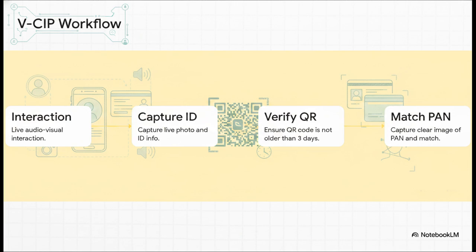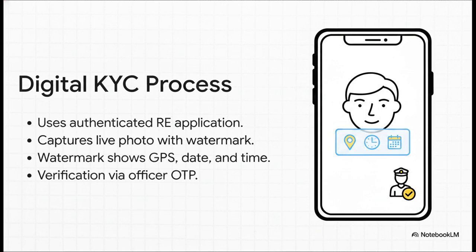If you're using offline Aadhaar verification via XML or a secure QR code, that code cannot be older than 3 days. And finally, the official must capture a clear image of the PAN card and ensure the customer's face on camera matches the IDs perfectly. No room for error here. Now, if offline verification fails or can't be carried out, Annex I details the digital KYC process.